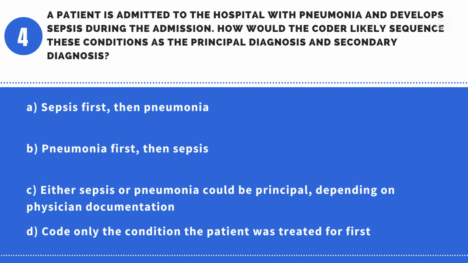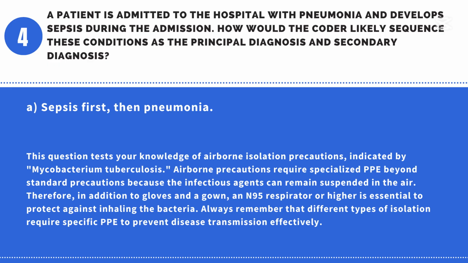Question 4. A patient is admitted to the hospital with pneumonia and develops sepsis during the admission. How would the coder likely sequence these conditions as the principal diagnosis and secondary diagnosis? A. Sepsis first, then pneumonia. B. Pneumonia first, then sepsis. C. Either sepsis or pneumonia could be principal, depending on physician documentation. D. Code only the condition the patient was treated for first. Answer: A. Sepsis first, then pneumonia.